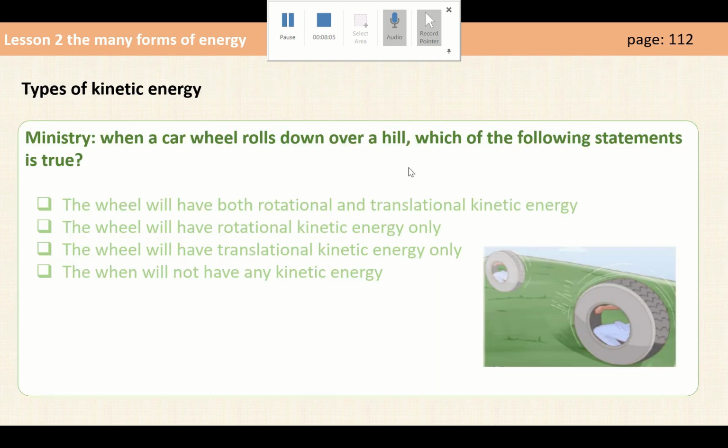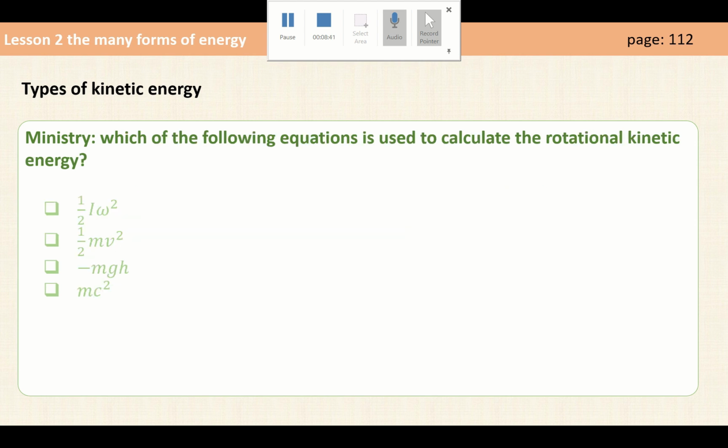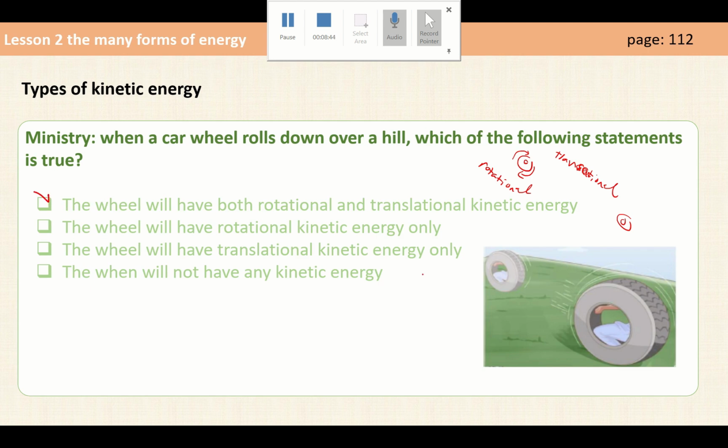In this question, when a car wheel rolls down over a hill, which of the following statements is true? Now you can see that when a wheel or a tire starts to roll down a hill, it has two types of motions. First, it's moving from one place to another, and hence it has translational kinetic energy. And at the same time, it's rotating around its axis. Hence, it has rotational kinetic energy. So, the correct answer is it has both rotational and translational kinetic energy.